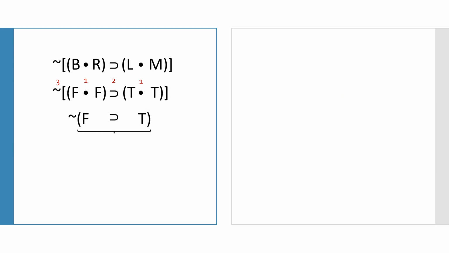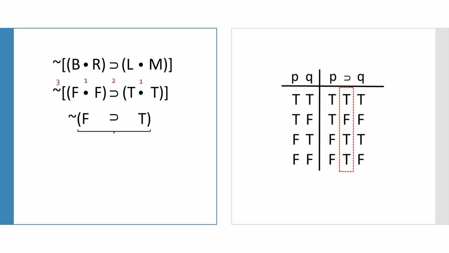So what's the truth value of a conditional statement where the antecedent is false and the consequent is true? Now, if we run through the truth table, if you recall, the only time a conditional statement is false is if the antecedent is true and the consequent is false. But of course, what I get here is just the opposite. And that, of course, means that this statement itself is true. And of course, I want to put the tilde there in front of it because that's my final step.